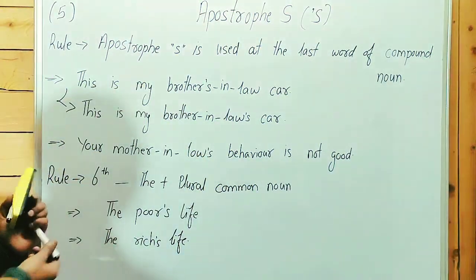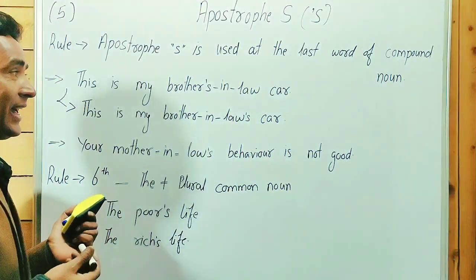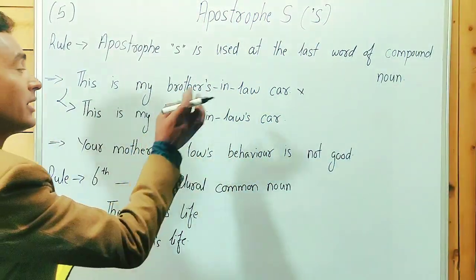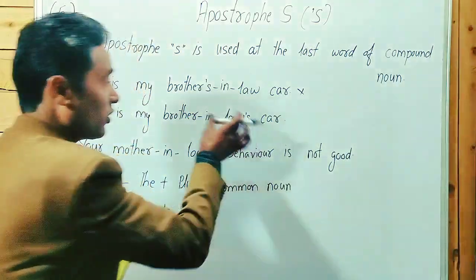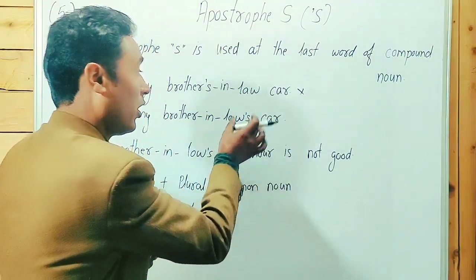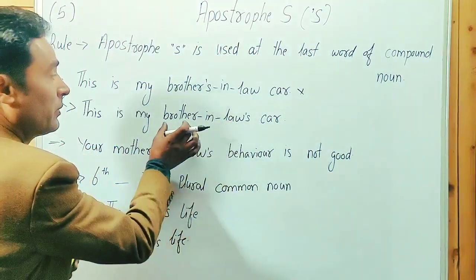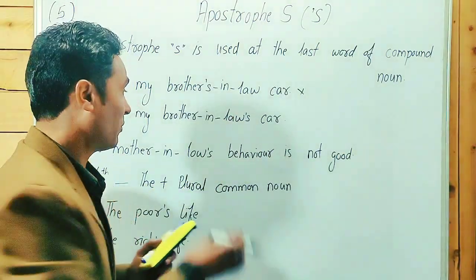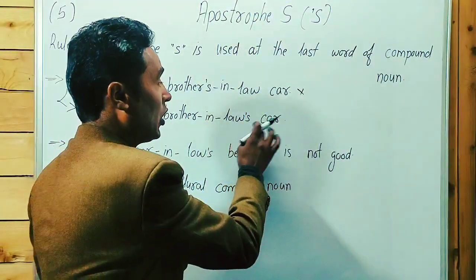This is my brother's-in-law car. It's an incorrect sentence. We have to write, this is my brother-in-law's car. Apostrophe s is used at the last word of the compound noun. We can't write brothers-in-law's car. We have to write brother-in-law's car.